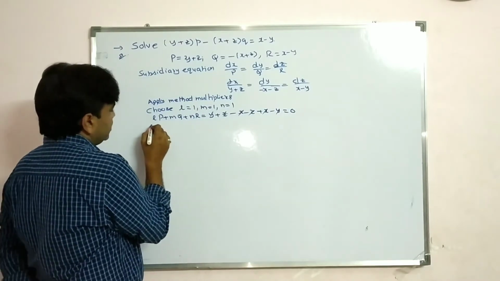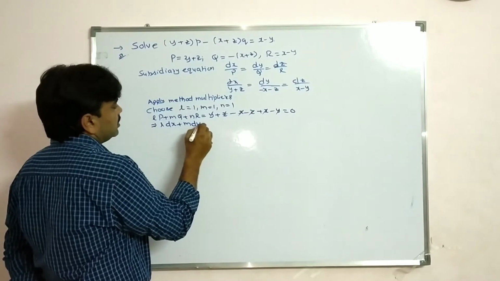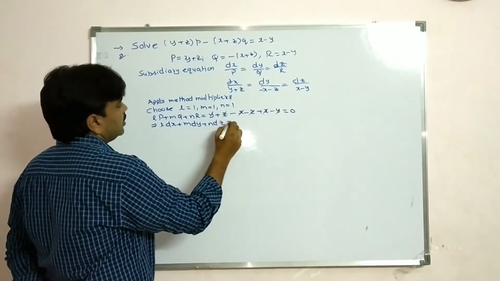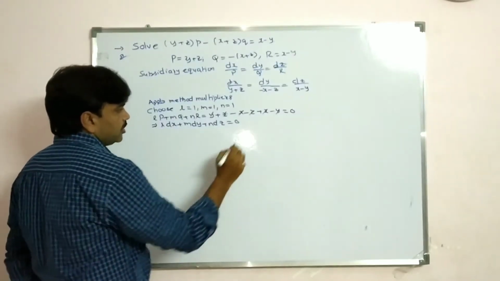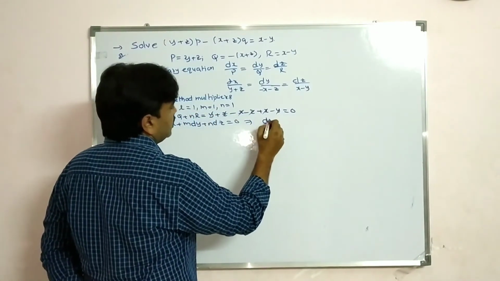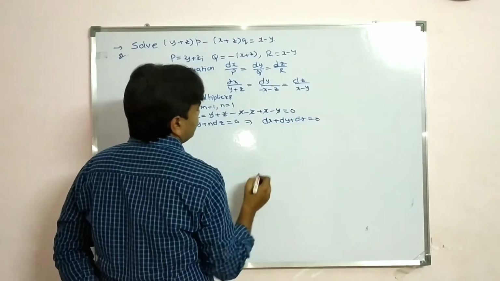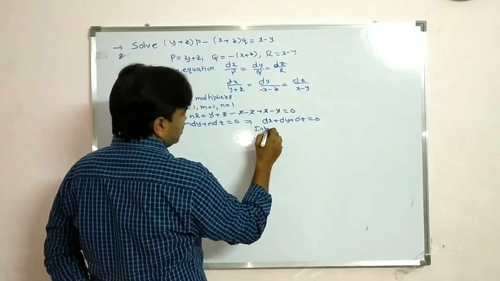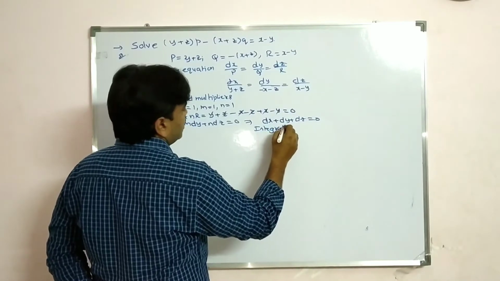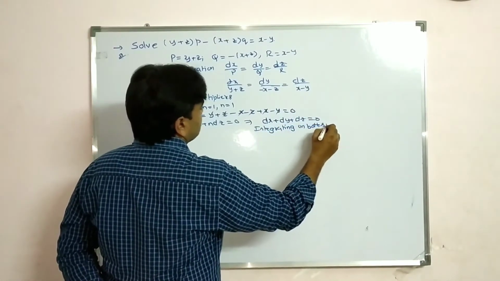Then what can we say here, students? L dx plus M dy plus N dz value is 0, students. Later we substitute the element values, students. The element values are 1. So dx plus dy plus dz is equal to 0. Now what is the next step, students? Very good. Integrating on both sides.